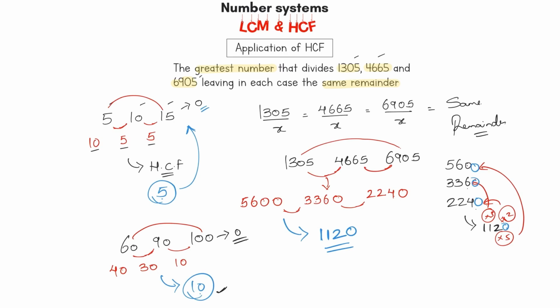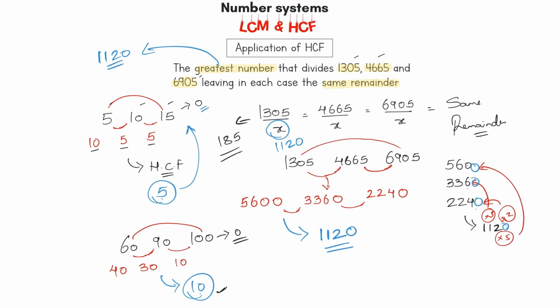That's the answer. That's the greatest number that divides these numbers, leaving the same remainder in each case. If you don't believe this, then divide it. Let's divide 1305 by 1120. What's the remainder that I get here? I think it will be 185, right? Yes, 1 is this, and I'll be getting the remainder here as 10 minus 2, 8, 185, right? That will be my remainder.